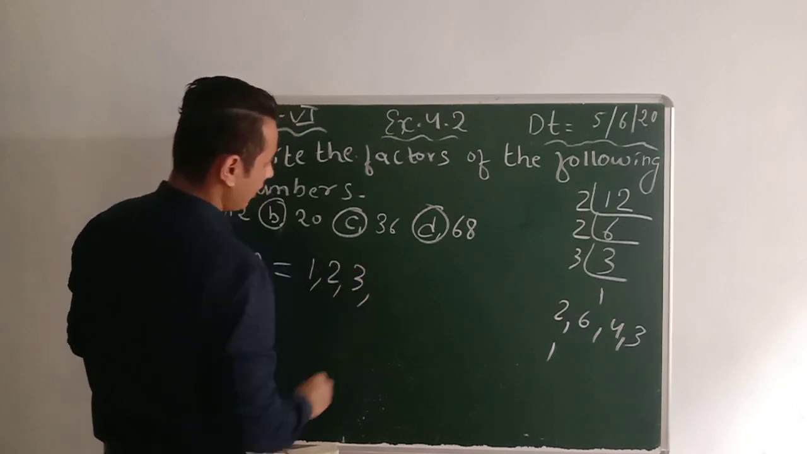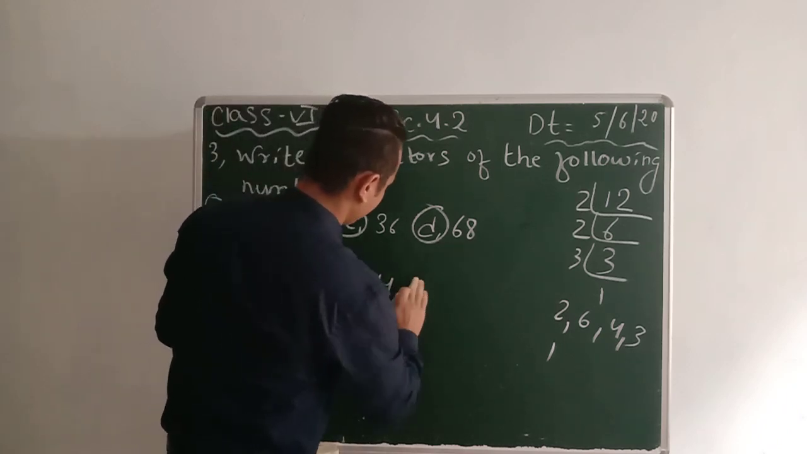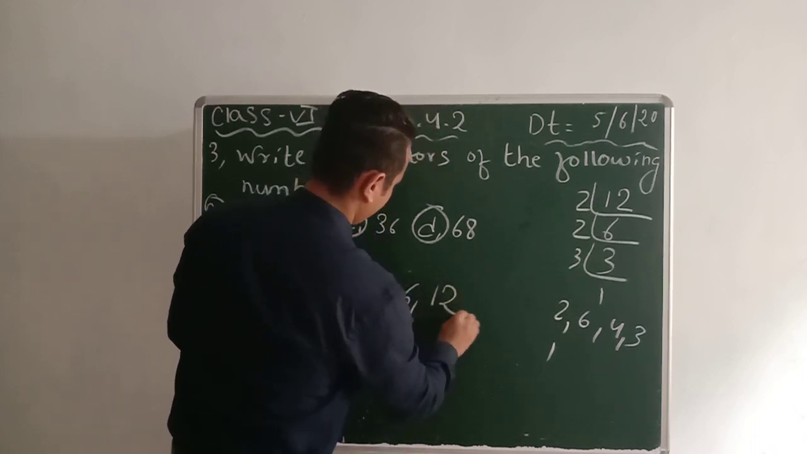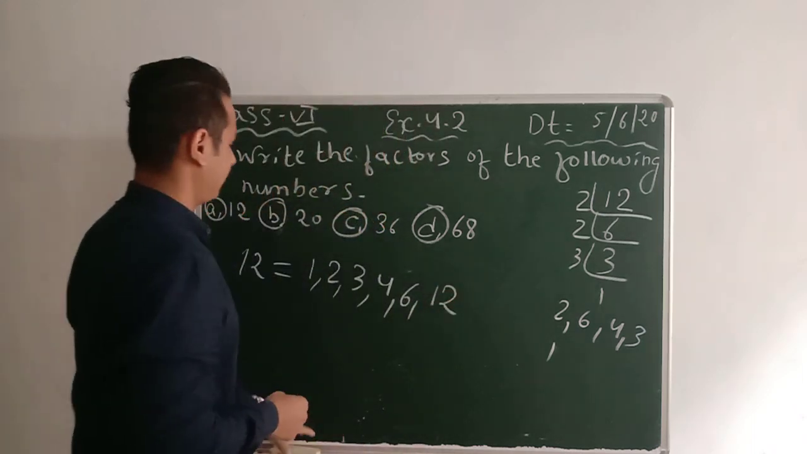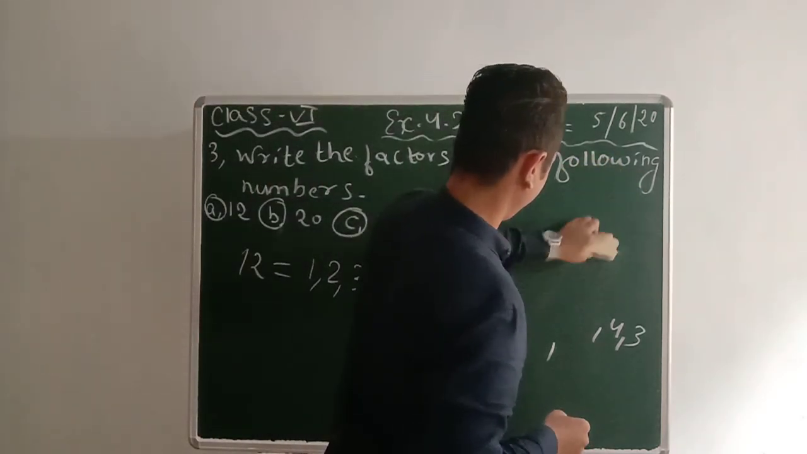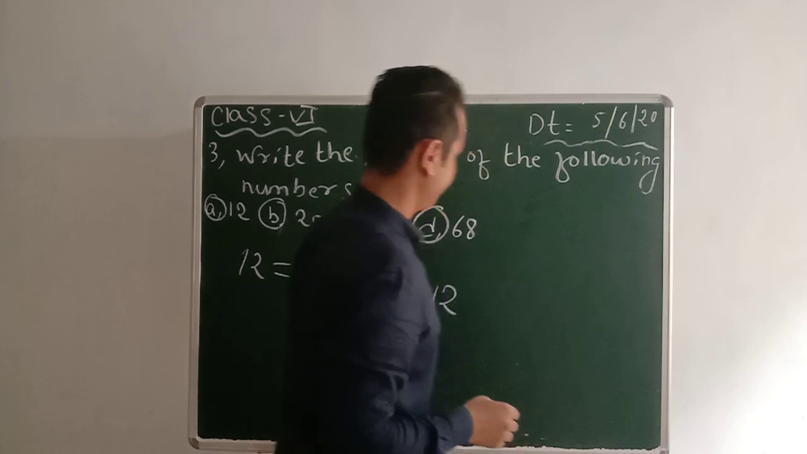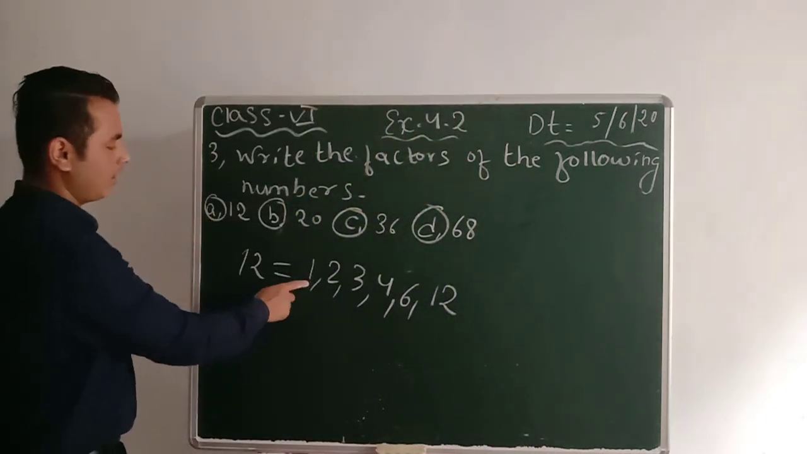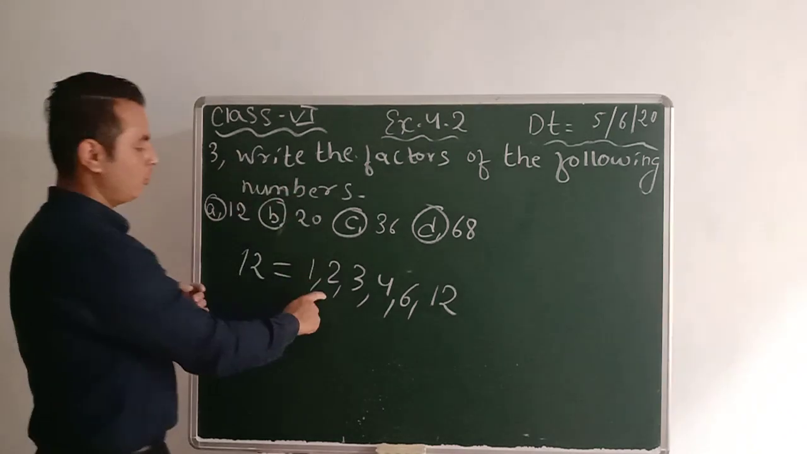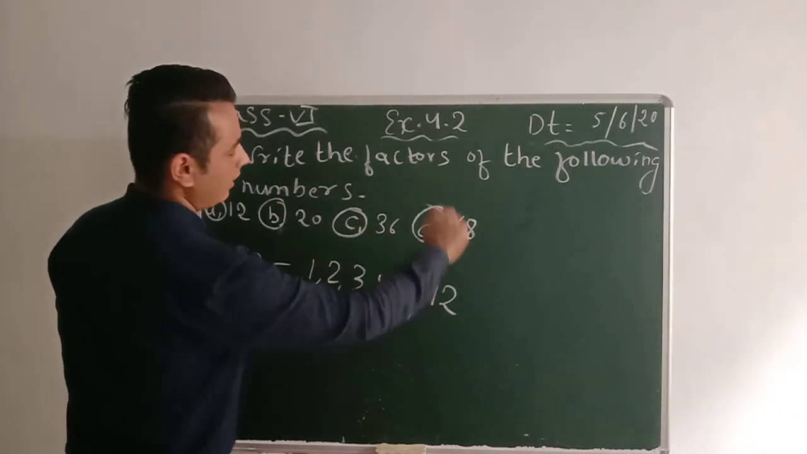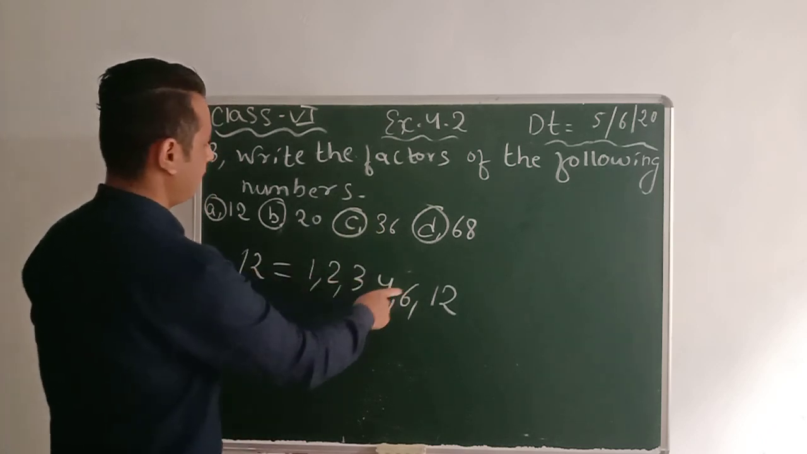That means factors of 12 are 1, 2, 3, 4, 6 and 12. Okay, this will be your answer. Factors of 12: 1 will go to 12, 2 will also go to 12, 3, 4, 6 and 12. Okay, these are the factors of 12.